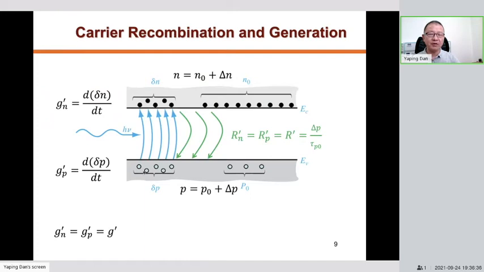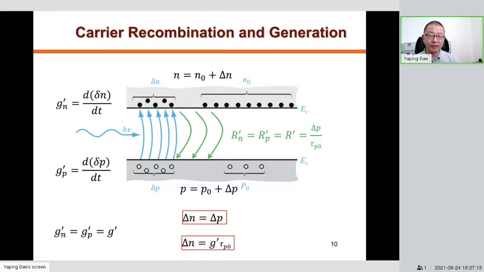So there are two competing processes: first the generation process, and then the recombination process. In the end, these two processes strike a balance. The recombination rate equals the generation rate, and the recombination rate is the excess carrier concentration divided by the lifetime. So G' is equal to R'.